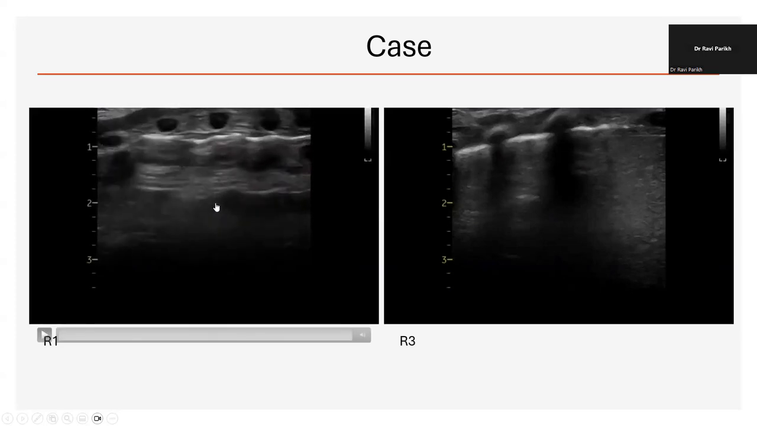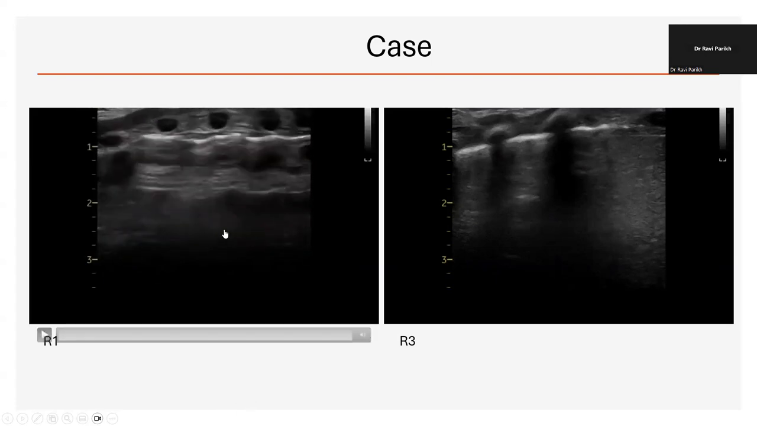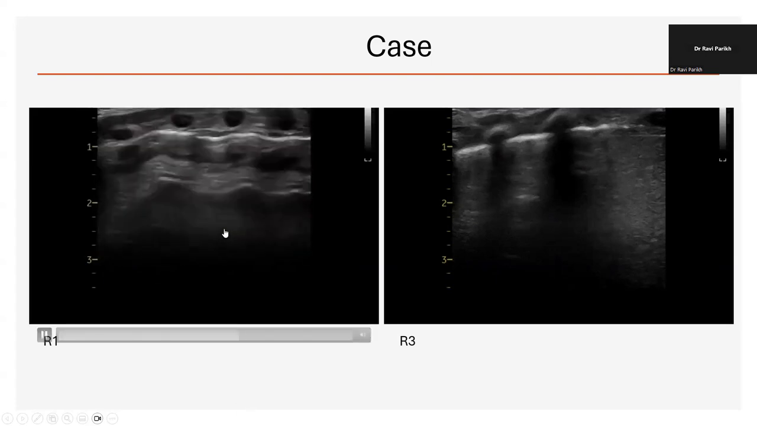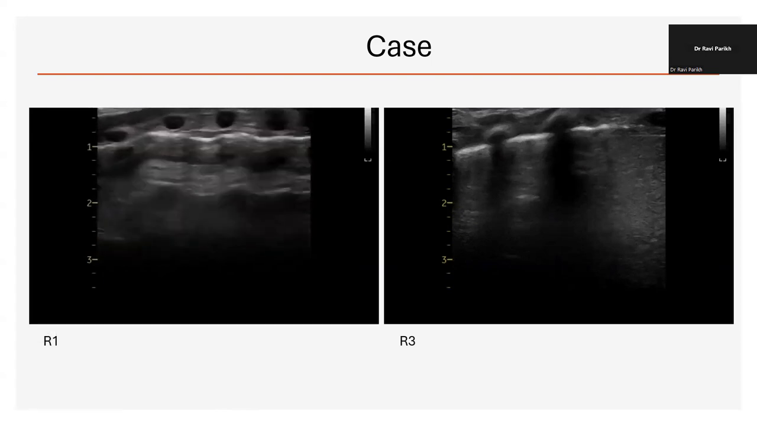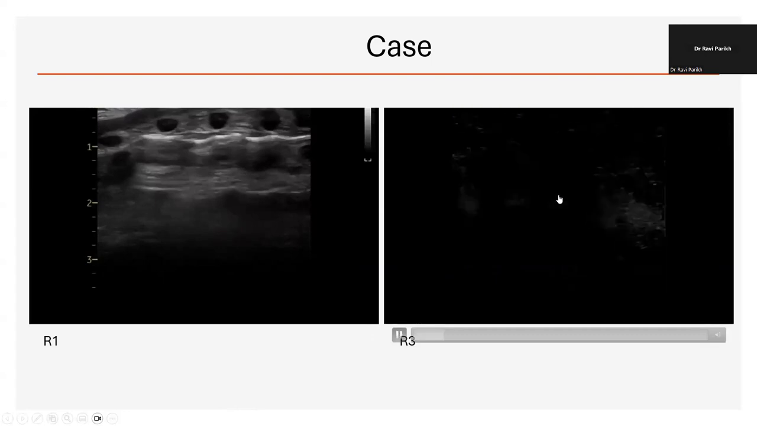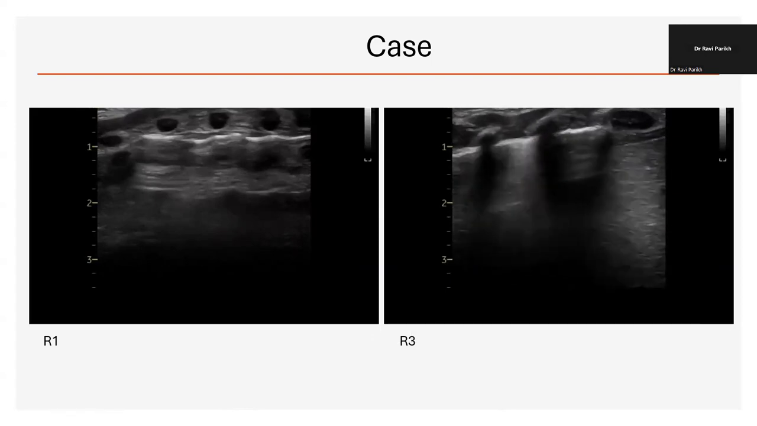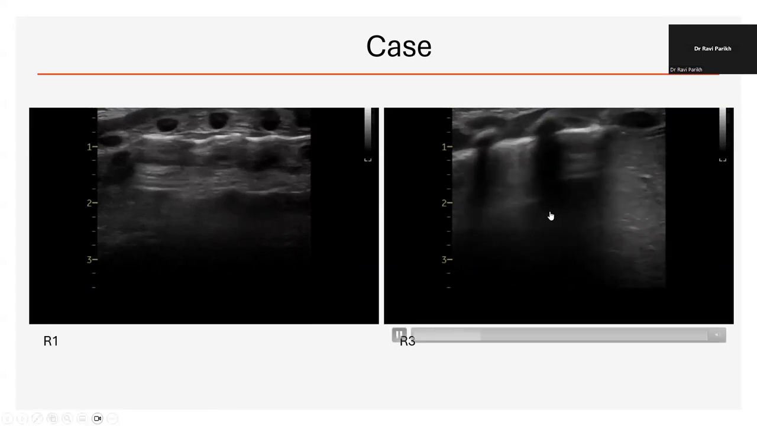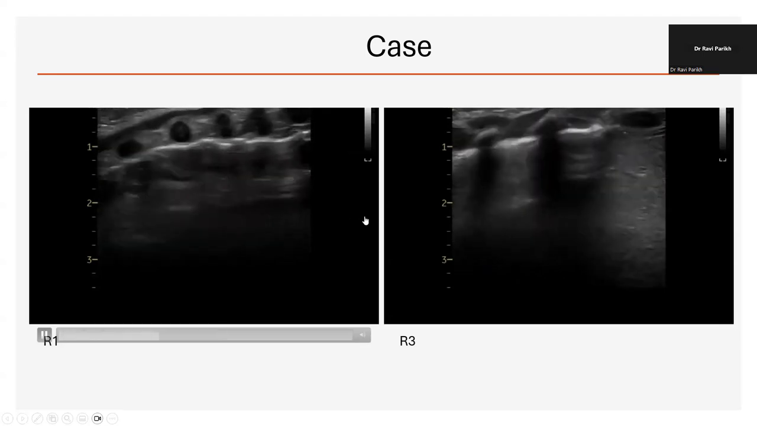This is just another image of R1. Again, pleural sliding, do we think? Maybe. It's not as clear as on the left side, but okay. I don't think it is. I mean, in the R3, I think I could see definitely some B-line stroke comet tail. So, yeah. Yes, that goes with the presence of pleural sliding. Okay, beautiful. Okay, so let's have a look at the M modes.